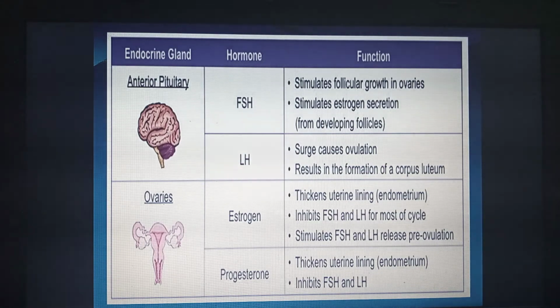FSH stimulates the follicular growth in ovaries, stimulates estrogen secretion. LH causes ovulation and results in the formation of corpus luteum. Estrogen thickens the uterine lining and inhibits FSH and LH for most of the cycle, and stimulates FSH and LH release pre-ovulation. Progesterone thickens uterine lining and inhibits FSH and LH.